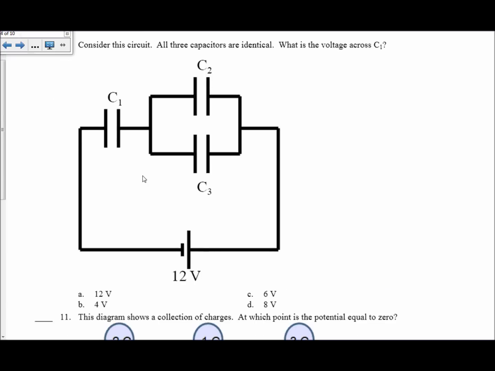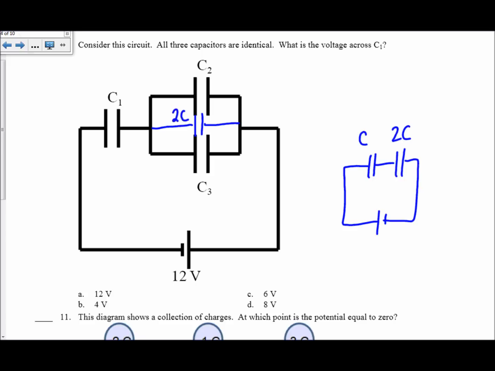All right, what's the voltage across the capacitor C1? If I replace these 2 capacitors with an equivalent, it has 2C, so I have C and 2C. I have 12 volts down here. I want to know what is the voltage across this capacitor. It's the smaller capacitor, so it's going to have the bigger voltage.